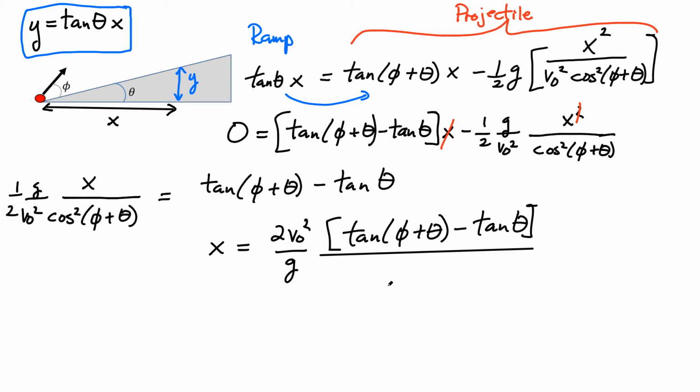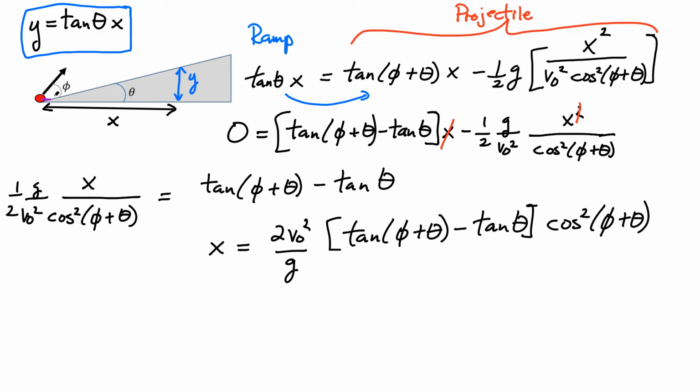Divided by, actually in this case it's not divided by, because if I bring this cos squared term on the other side, let's get rid of that. You're just going to get cos squared of phi plus theta. Now that's the x value. That's what this value is. That's not really along the incline, is it?